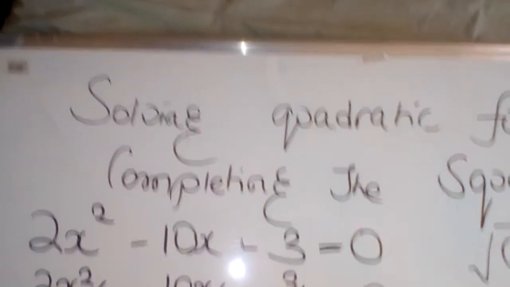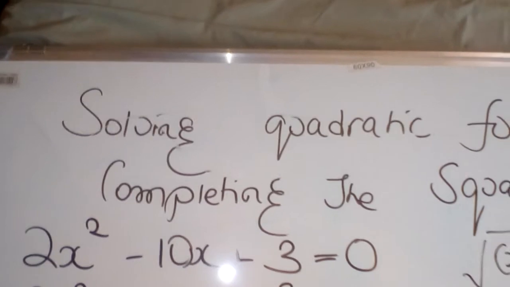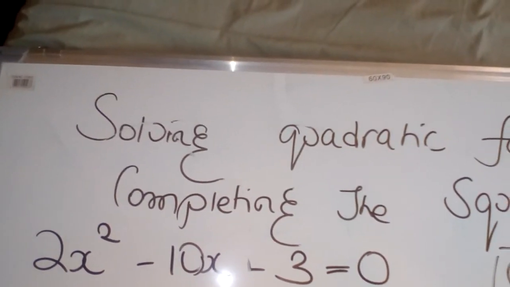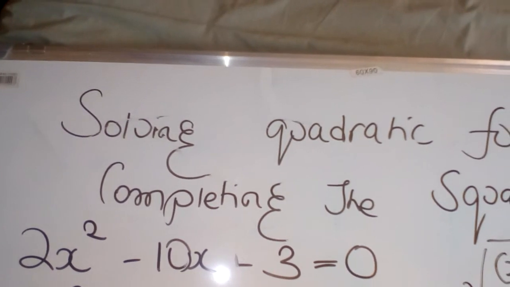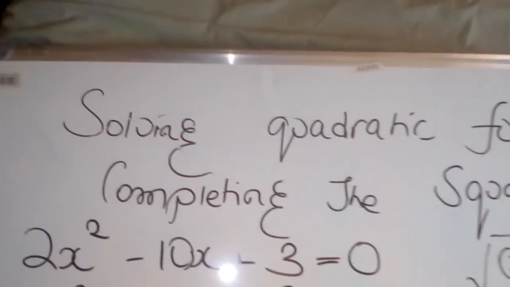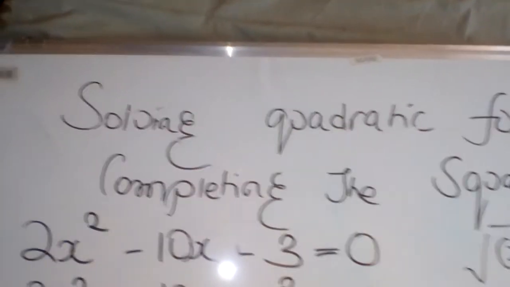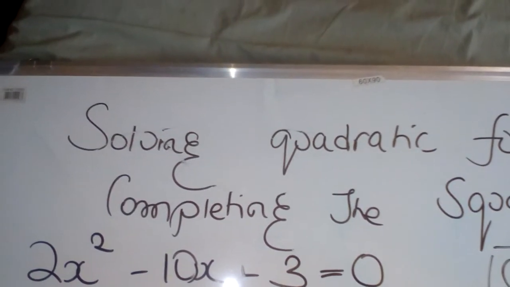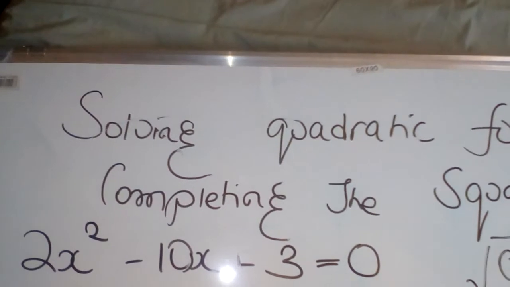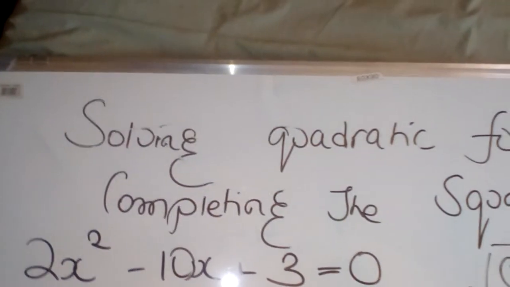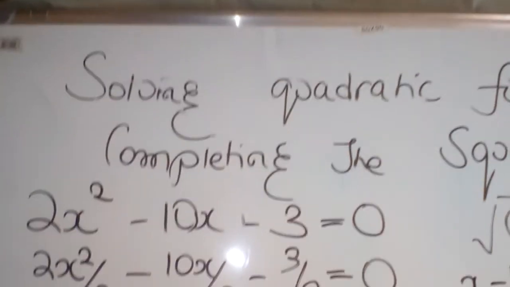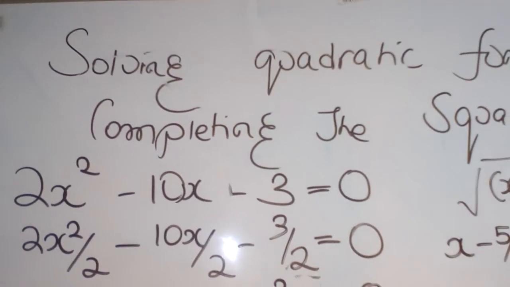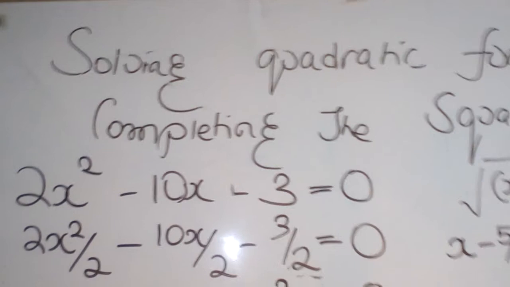We first realize that the first term is 2x squared, and then we have minus 10x, we have minus 3, and we have got the answer, which is 0. So what we need to do is reduce the 2x squared to 1. And so what we do is divide every section of this equation by 2. So we have 2x squared divided by 2, minus 10x divided by 2, minus 3 divided by 2, and then we've got 0.